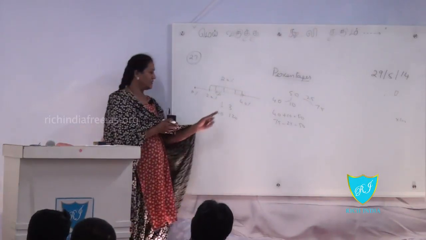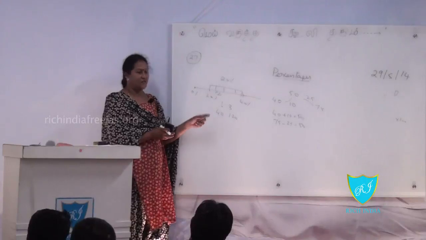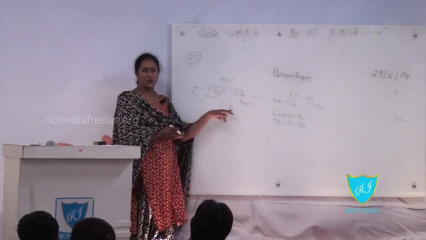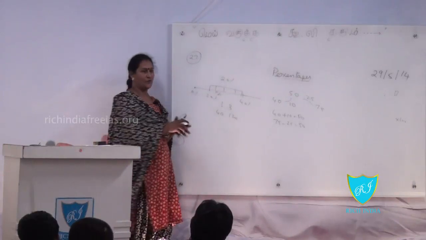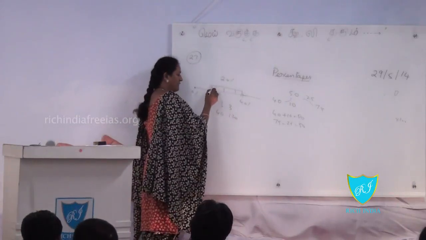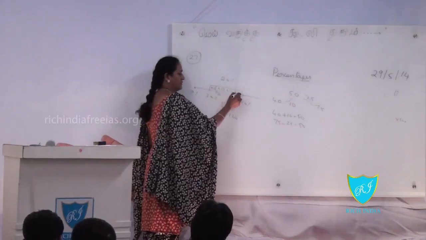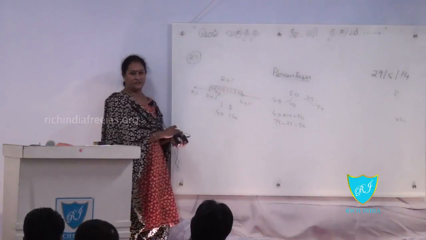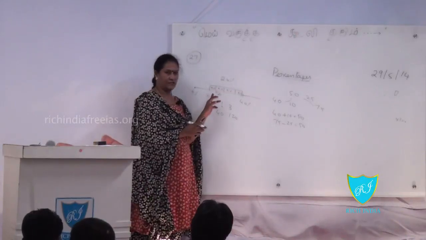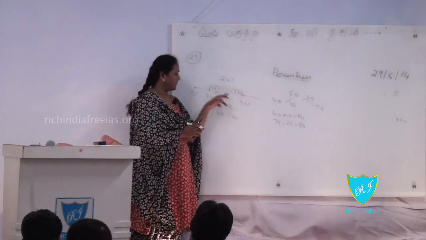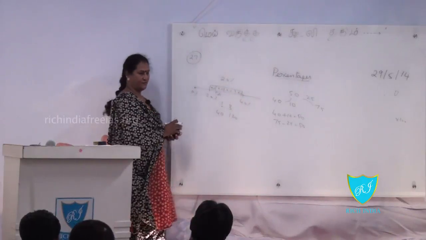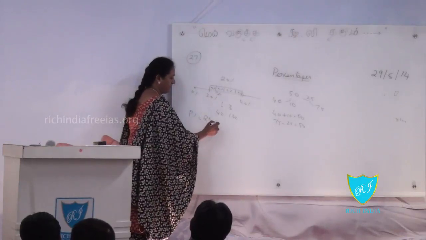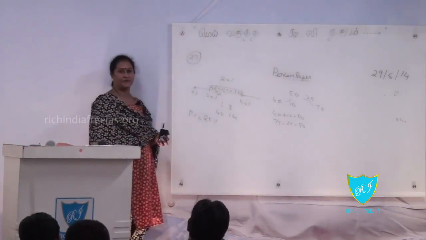So 1 part of marks he fails, and this 20% is divided into how many parts? 4 parts. Each box will have 5%. So the pass percent will be 25%. Either add this 5 to 20, or subtract 15 from 40, you will get the same. So the pass percent is 25%.